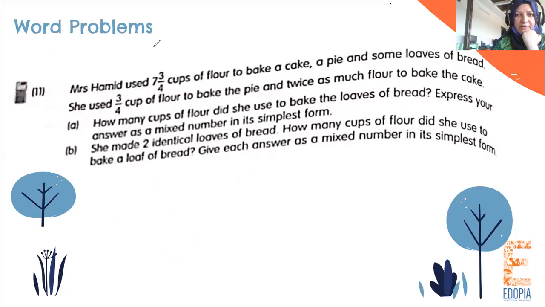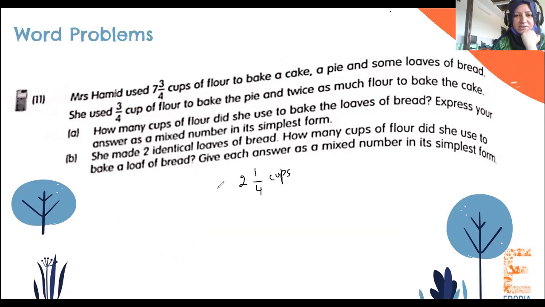Now we have 2 whole 1/4 cups of pie plus cake. Now we are going to find out what is the value of loaves of bread by subtracting it from the total. 7 whole 3/4 minus 2 whole 1/4.